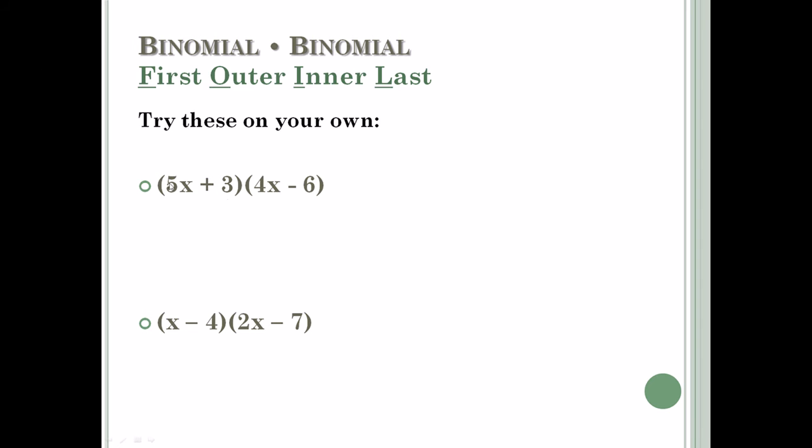The first terms are 5x and 4x, so 5x times 4x is 20x squared. Let's do outer. So the outside of the sandwich, I got 5x times the other side of the sandwich, negative 6, so we have negative 30x.